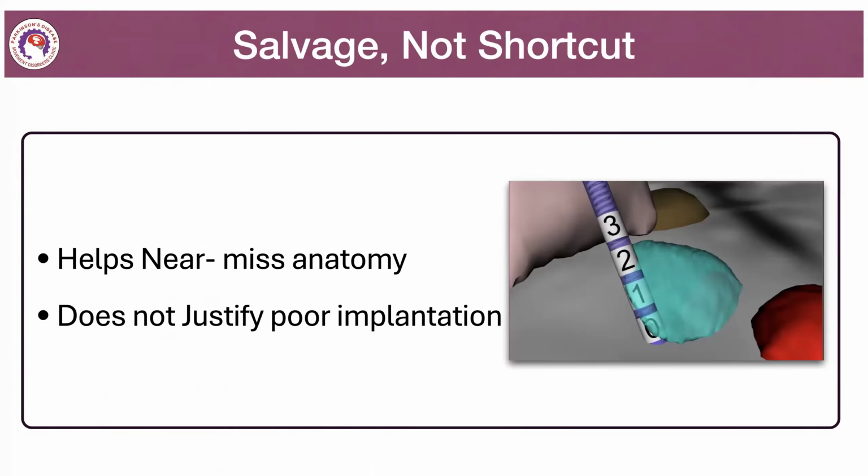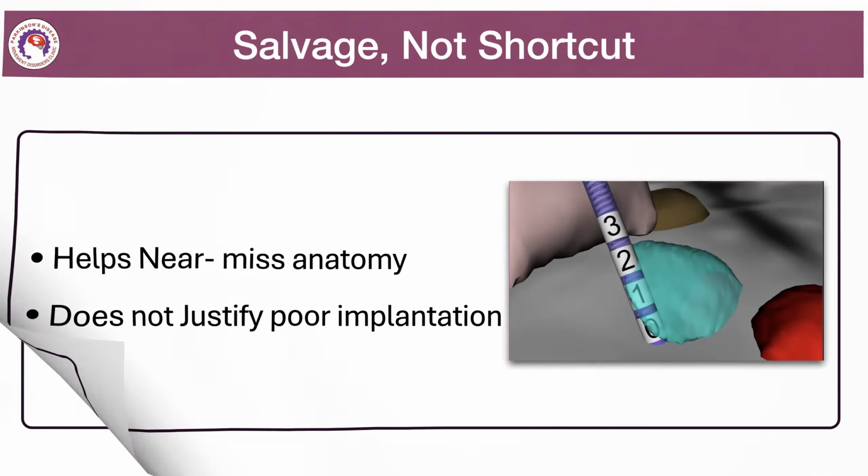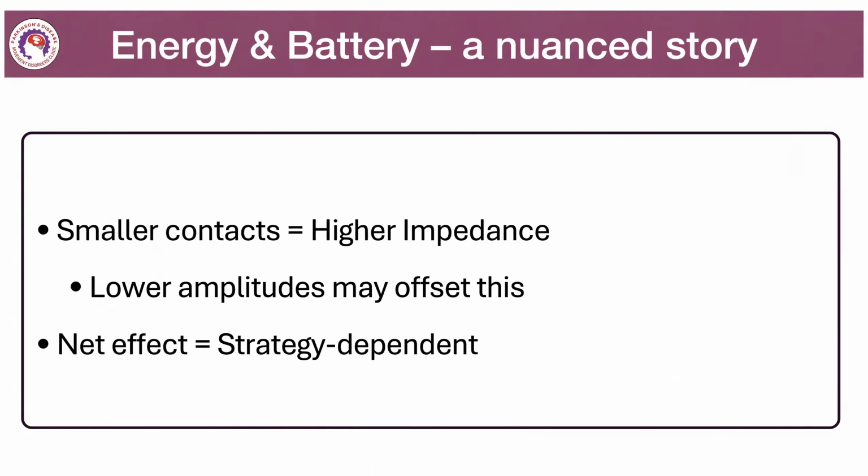Always remember, directionality helps in near miss in the anatomy of where the electrode is placed, but it does not justify poor implantation. Having a good neurosurgeon almost solves the need for directionality most of the time. If you have a good surgeon, a good choice, and good electrode placement, probably you may never need to come to this level of programming.